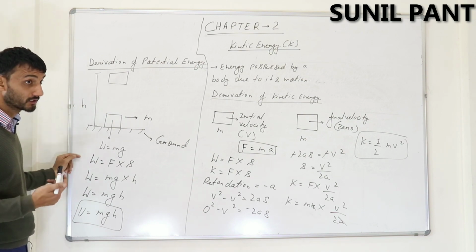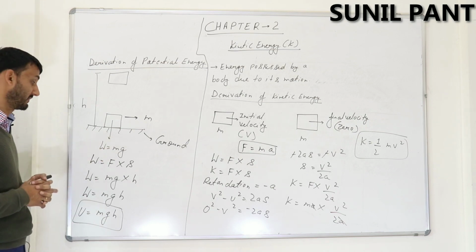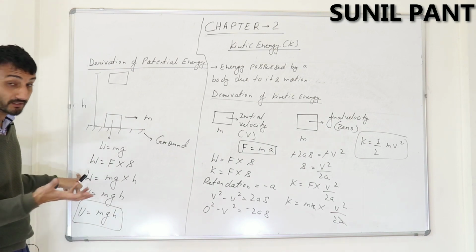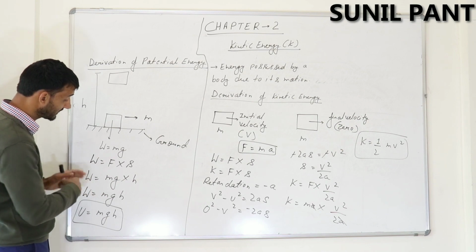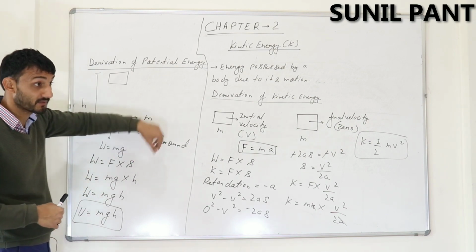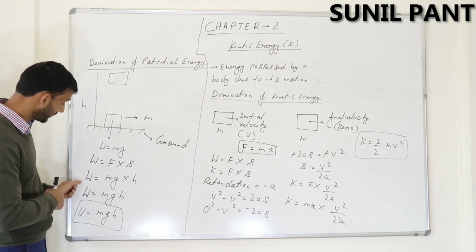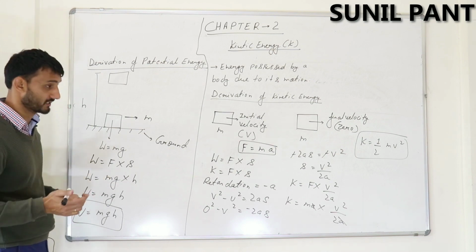So how much work have you done? Work W = force × displacement. The force is the weight of the object, that is mg. And how much displacement did you do? You did displacement h by taking the object from the ground level to a height h. So the work done by you is mgh.